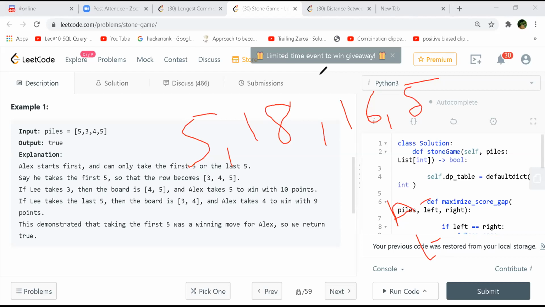But for this example, will Alex win? I'm saying not from the LeetCode perspective. If we follow the greedy approach, let's try to break it down. In this case, this is 5. Both of them are 5. So there will be two cases, right?